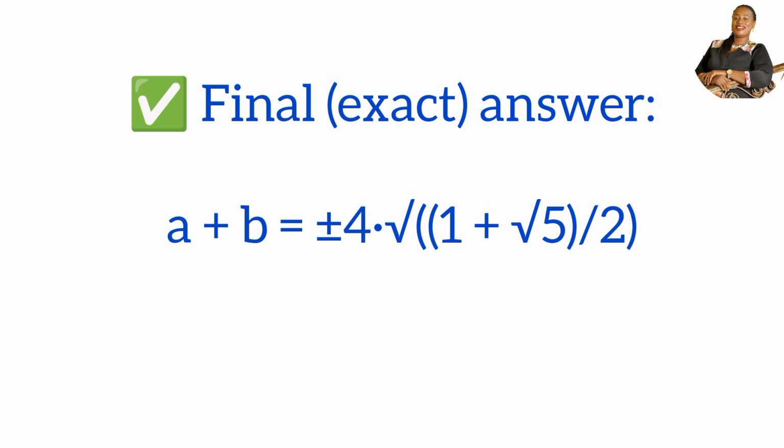This neat expression is actually related to the golden ratio, which is why root 5 appears in the answer. If we take the positive case, we get approximately 5.0881, a beautiful finish to a problem that started with just two simple equations. Thank you for watching.